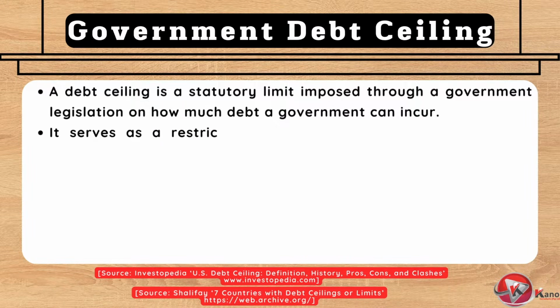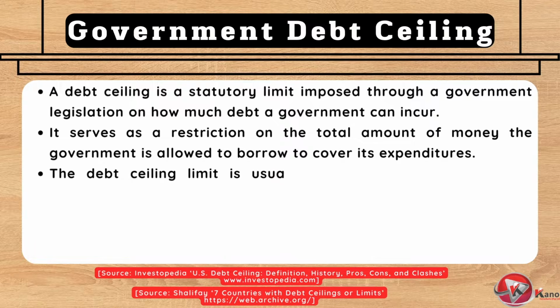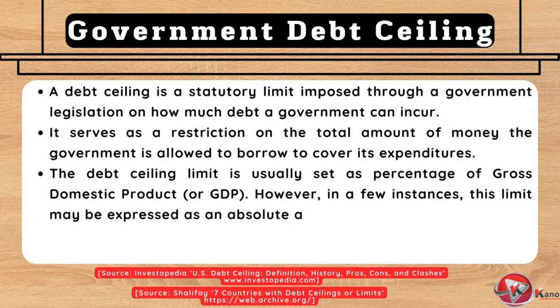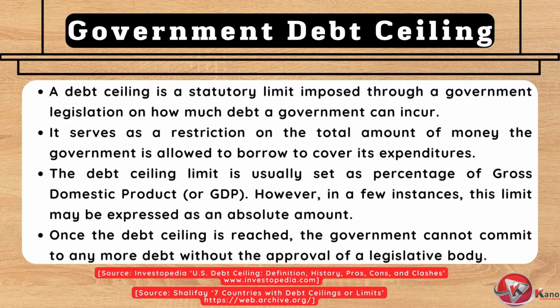It serves as a restriction on the total amount of money the government is allowed to borrow to cover its expenditures. The debt ceiling limit is usually set as a percentage of gross domestic product, or GDP. However, in a few instances, this limit may be expressed as an absolute amount. Once the debt ceiling is reached, the government cannot commit to any more debt without the approval of a legislative body.